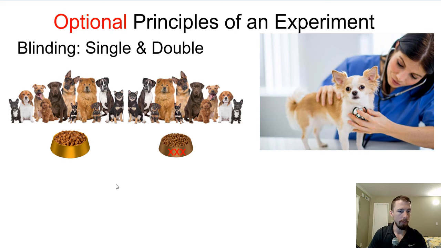All right, also we have blinding, so we can do single blind or double blind. The most obvious and essential one is, at the very least, the participants or the experimental units, or the dogs in this case, they must be blinded. So they can't know the assignment of the treatment groups.